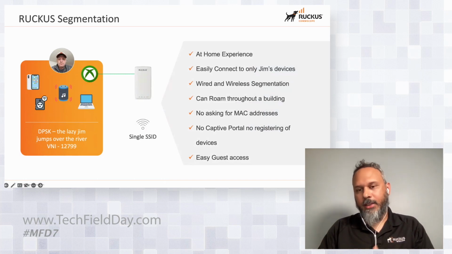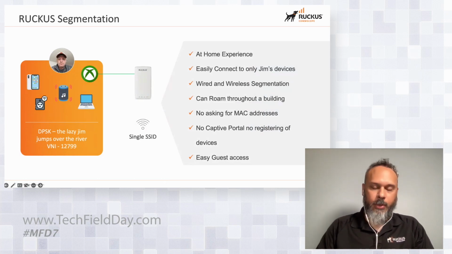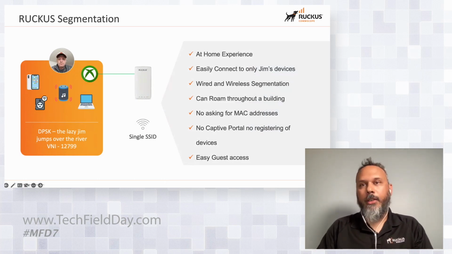Also, if Jim has an access point in his room, his ports will automatically be provisioned with the same VNI number. So if Jim has an Xbox or some other wired device that he wants to plug in, he can easily do so and communicate with it from wired to wireless. What's important here is there's still no asking Jim for any information or having to visit any type of web page to enter information about those devices.